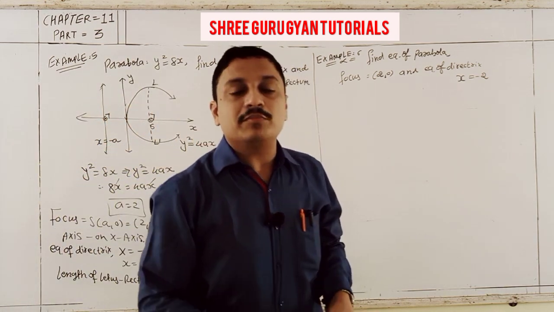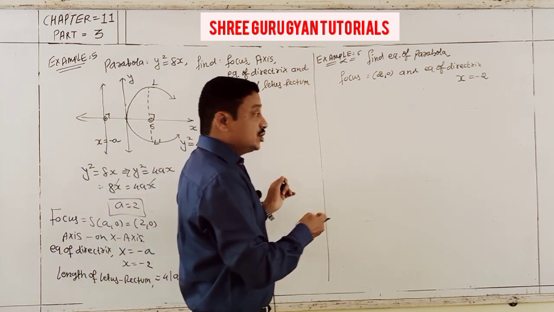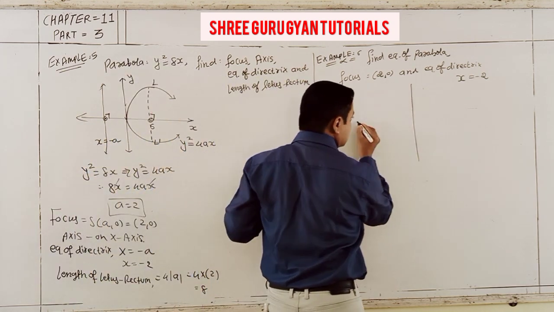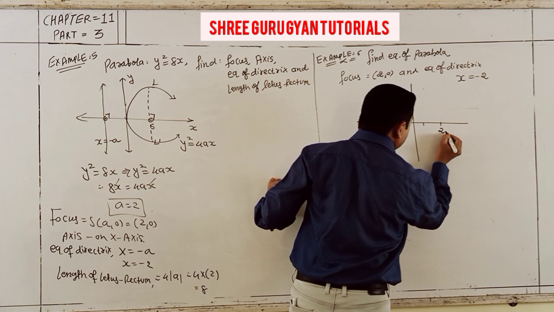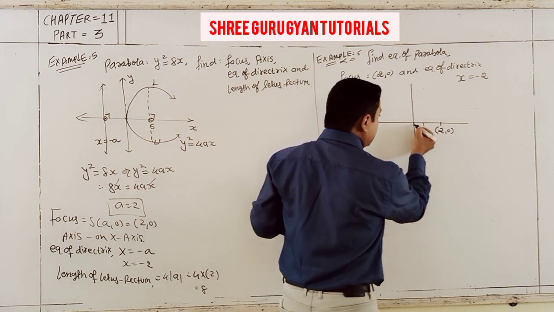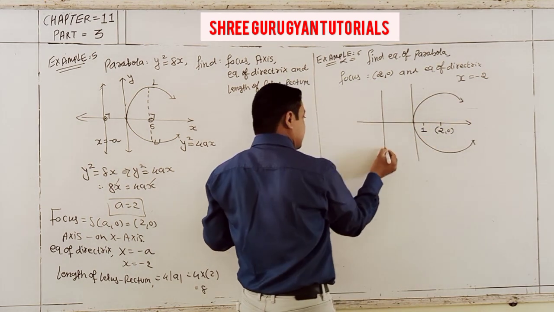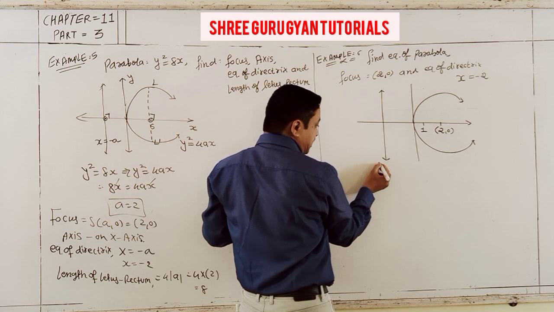Students, here also compulsorily you can make your drawing first, because focus 2 0, it means which axis is the focus on? 1 and 2 here, focus. So your parabola is towards the x-axis. Here your directrix exactly comes.